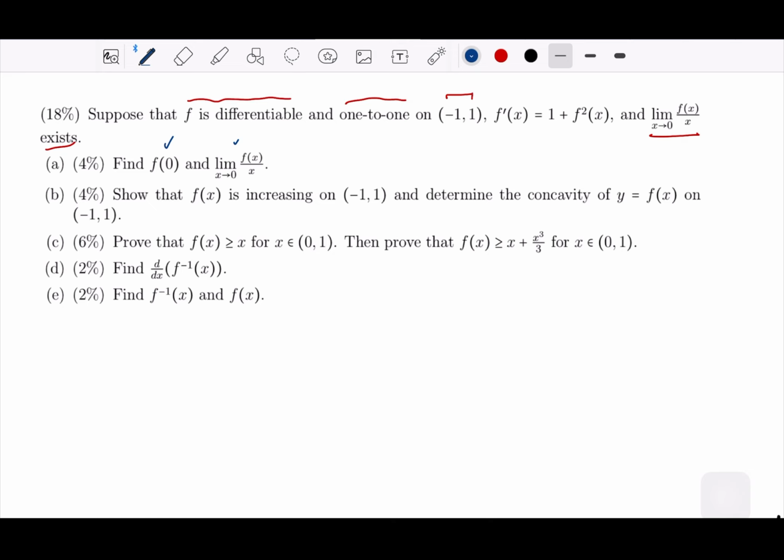The next one is the inverse: the derivative of the inverse, and then finding the inverse itself and the function itself. What kind of function would we have from all these statements? It's actually an interesting question that builds up. We don't really know what the function is at the beginning, but all the statements will converge into one conclusion, which is the function itself. What kind of function will we have at the end of the solutions?